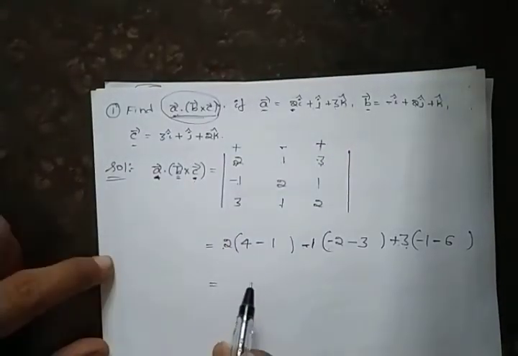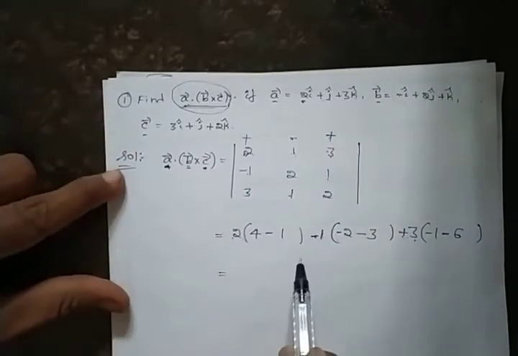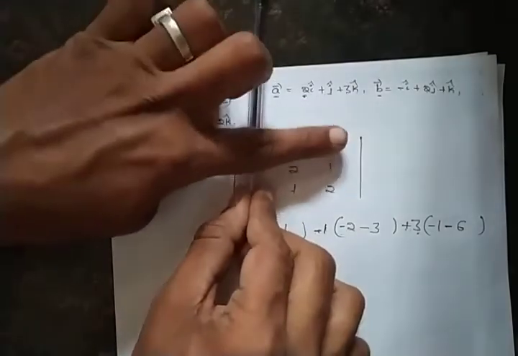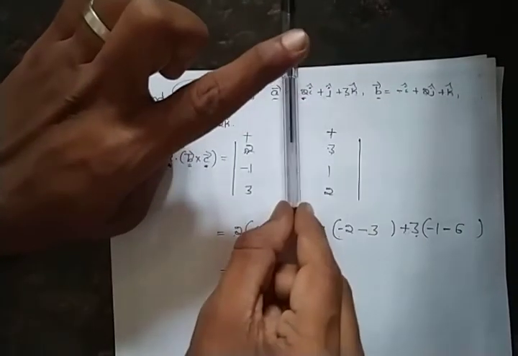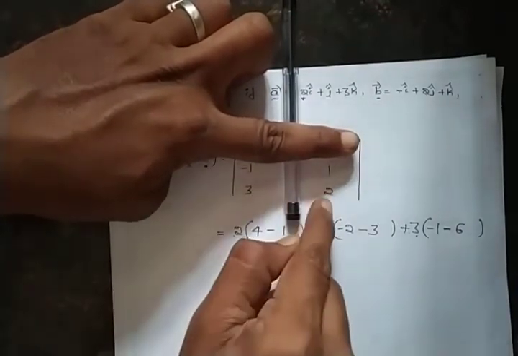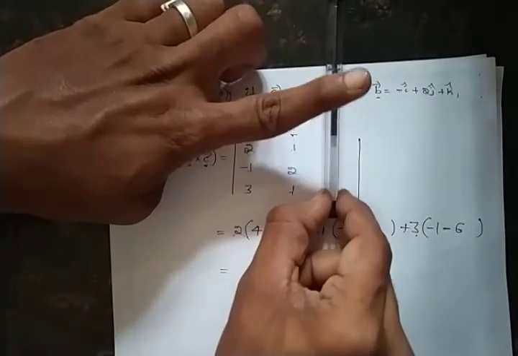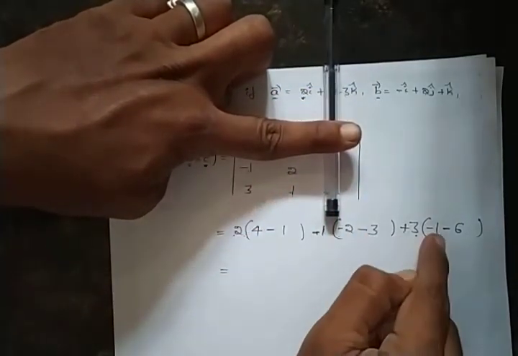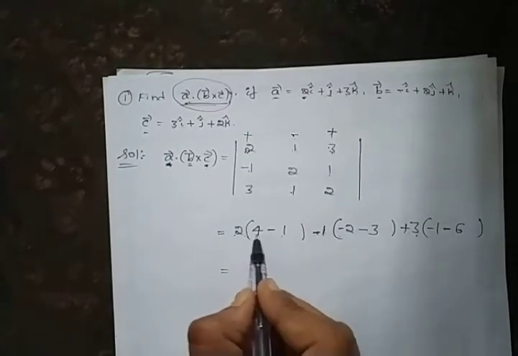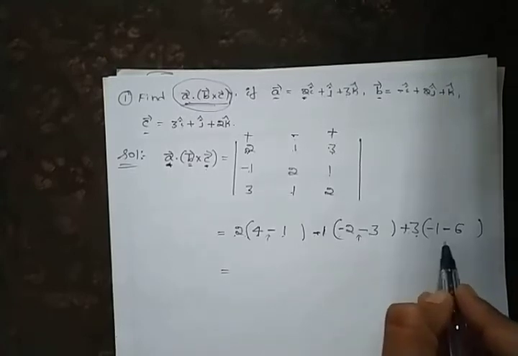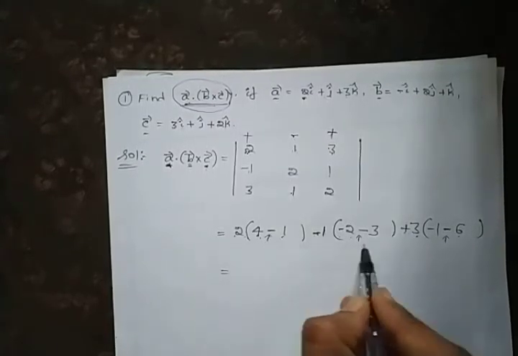That is equal to, once again I will explain, plus 2 into, minus 1 into, plus 3 into. In between the brackets, 2 into 2 is 4, minus 1 into 1 is 1. Next, minus 1 into 2 is minus 2, minus 1 into 3 is minus 3. Next, plus 3 into minus 1 into 1 is minus 1, minus 2 into 3 is minus 6. Like this, we find the determinant value. Do not confuse: in between these two numbers, that common minus will be there. I told you this in the last class itself.